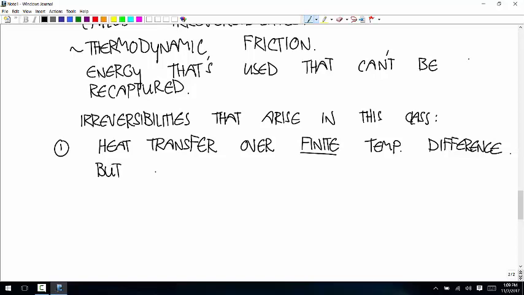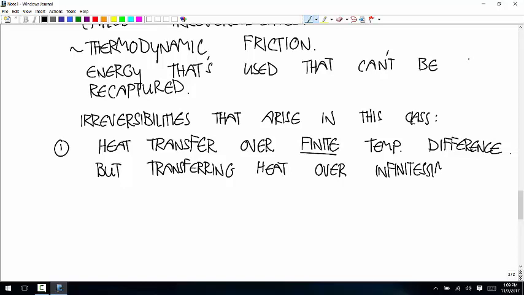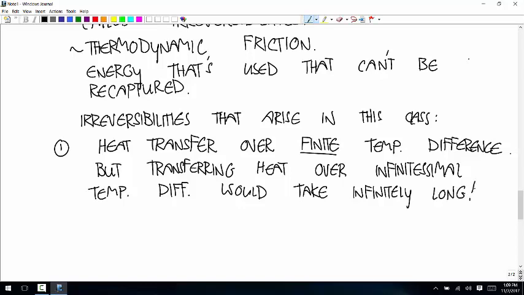Transferring heat over an infinitesimal temperature difference would take infinitely long. So that's not practical, but that's the ideal. When we talk about reversible power cycles and things like that, we're making the assumption that all of this heat transfers over an infinitesimal temperature difference.